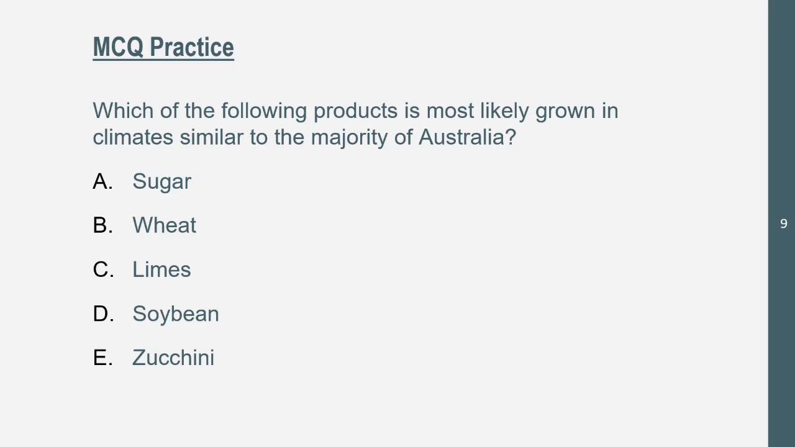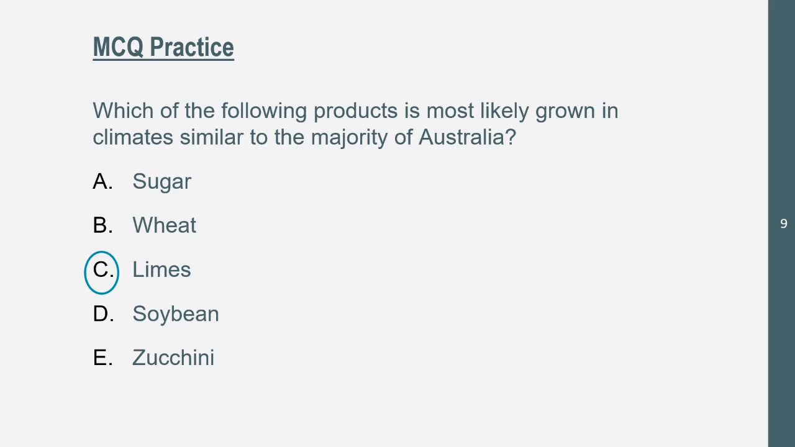All right, multiple choice question practice. You won't see this much on your scale check. That's why I'm giving you a multiple choice question practice. Which of the following products is most likely grown in a climate similar to the majority of Australia? The correct answer is C, limes.